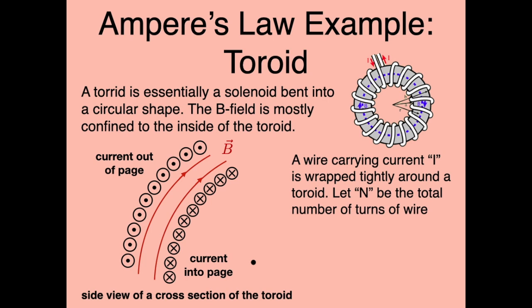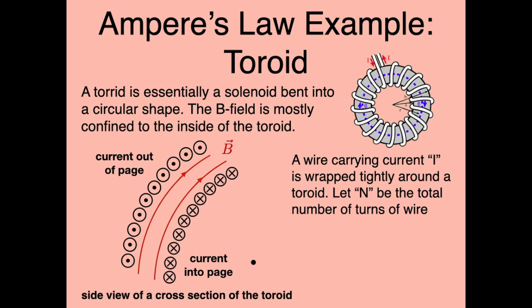Because what's going on inside of the toroid, you have a B field, and outside of the toroid you have a pretty much negligibly small B field. We can pretty much ignore the B field outside, just like with the solenoid. So what you're seeing in the picture here, again, is a cross-section of the toroid. Okay, so imagine sort of cutting the toroid in half. This is what we would see.